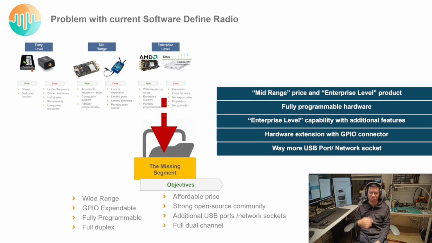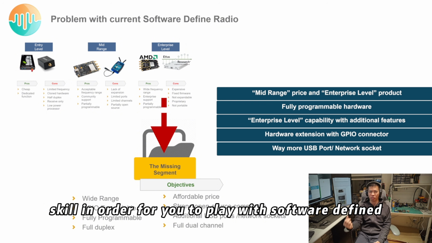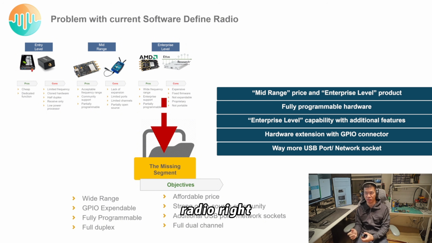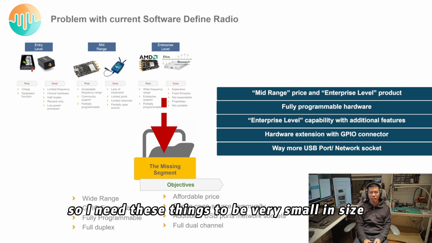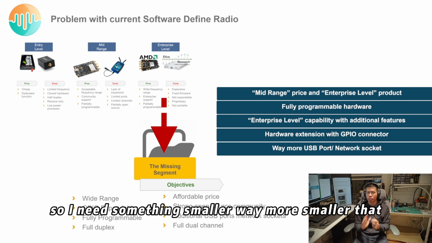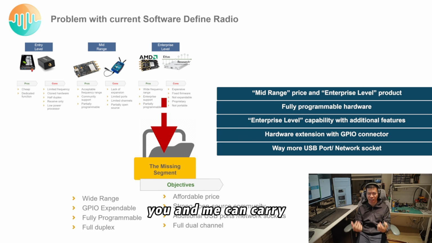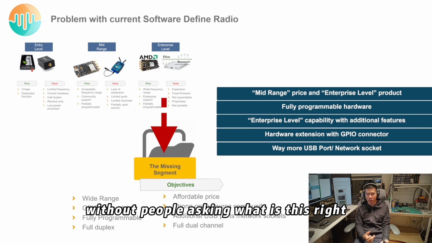So I need to find some way to build a great product that doesn't require all kinds of hardware skill in order for you to play with software-defined radio, right? I need these things to be very small in size. USRP is big, Raptor is big, so I need something way smaller that you and I can carry without people asking what this is, right?